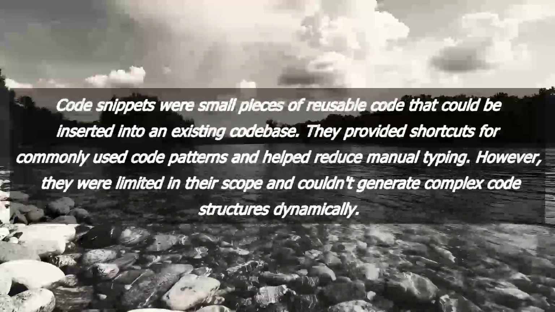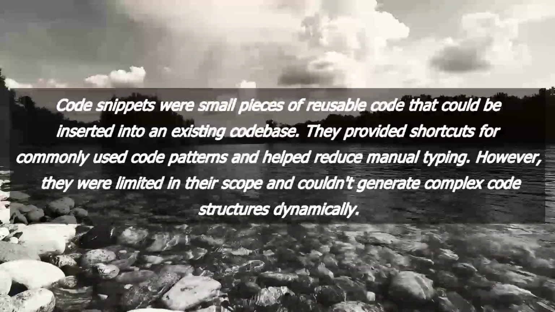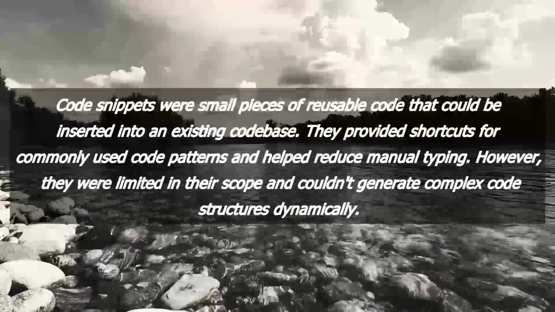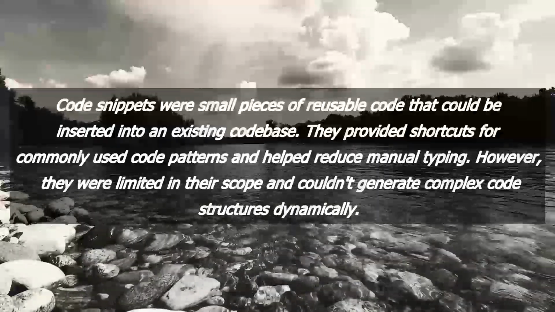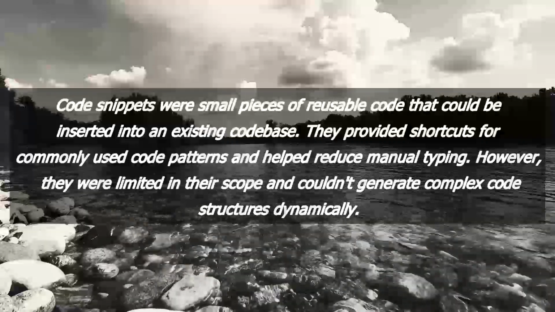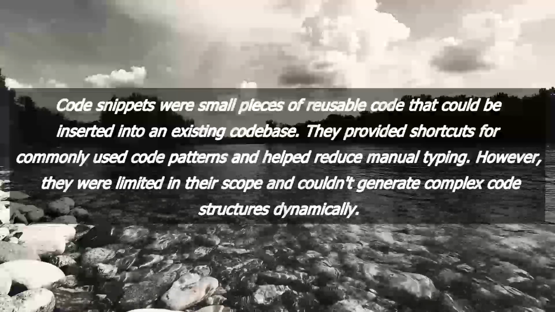Code snippets were small pieces of reusable code that could be inserted into an existing codebase. They provided shortcuts for commonly used code patterns and helped reduce manual typing. However, they were limited in their scope and couldn't generate complex code structures dynamically.